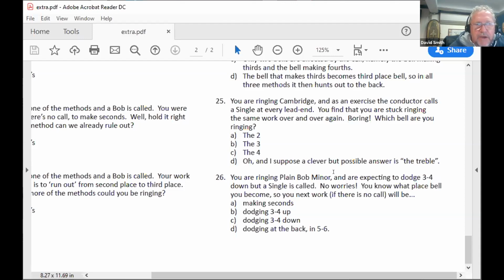So this is what's happening here. We're ringing plain bob minor. We're expecting on the way down to dodge from 3 back up to 4, but there's a single, and we've realized that at a single, a bell makes 3rds. So you stay in 3rds place. You know what place bell you'll become, 3rds. So your next work will be which of these?